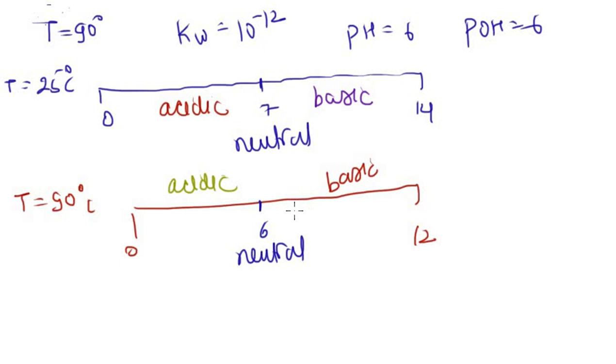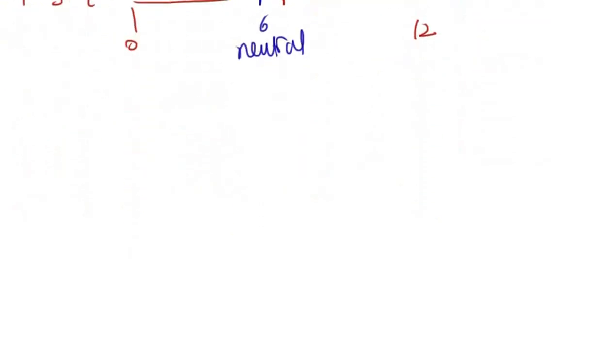Now if I say the pH is 7 when the temperature is 90 degrees, would it be acidic or basic? We know that it would simply be basic. So remember, these are the good types of questions you may see in your quizzes, right?